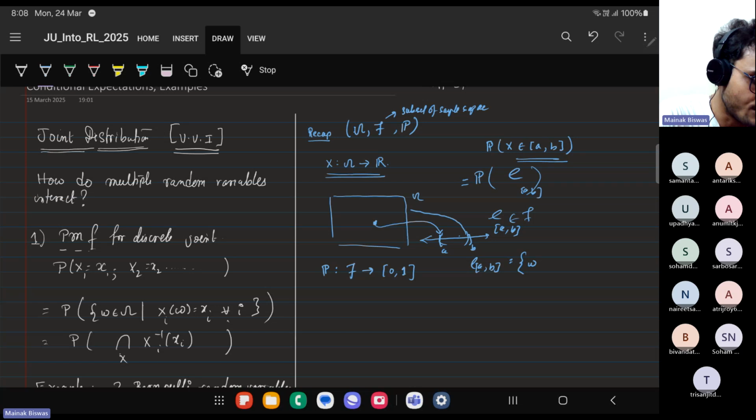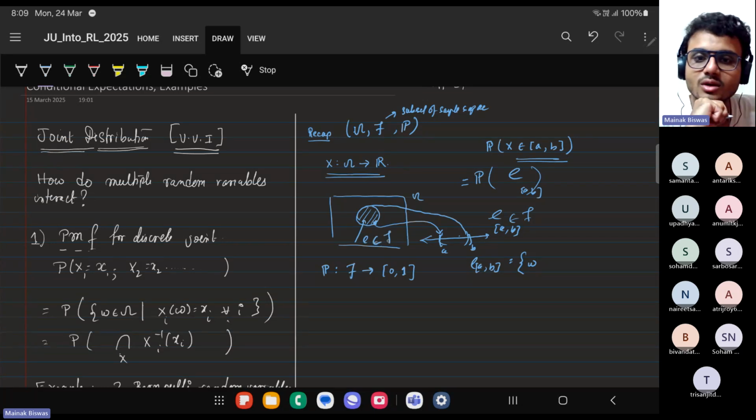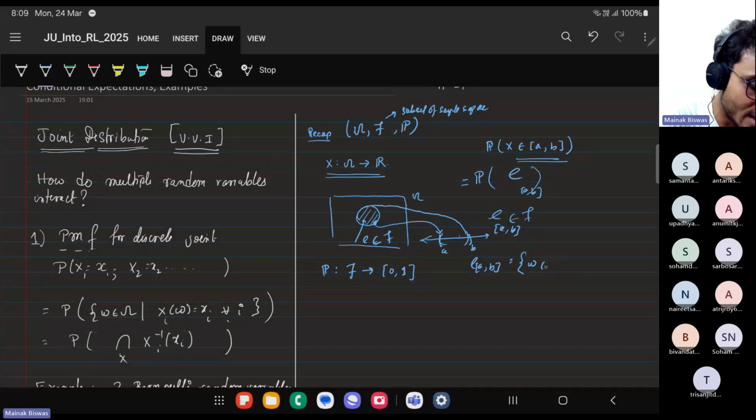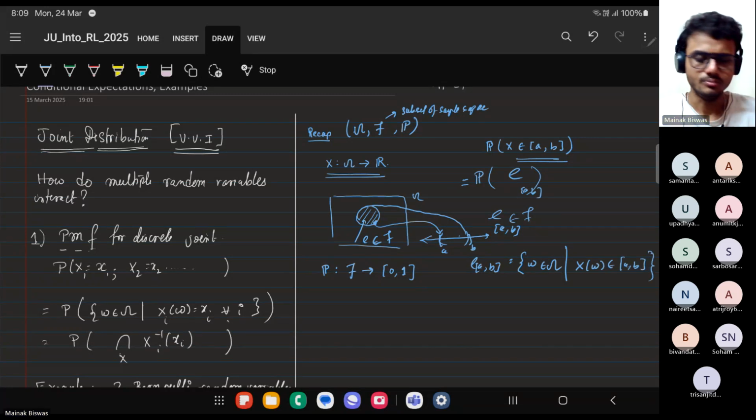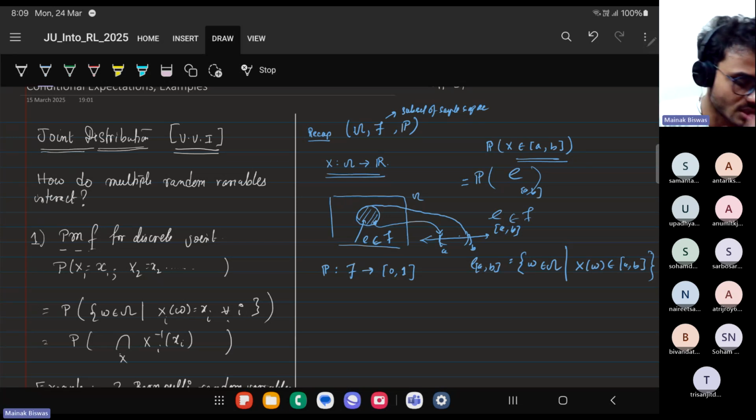So there will be a pre-image of the entire set on the event space. E would belong to the event space. It is all the samples omega that belong to the sample space such that X of omega belongs to A and B. So it's like, say, head, and for example, a coin toss.